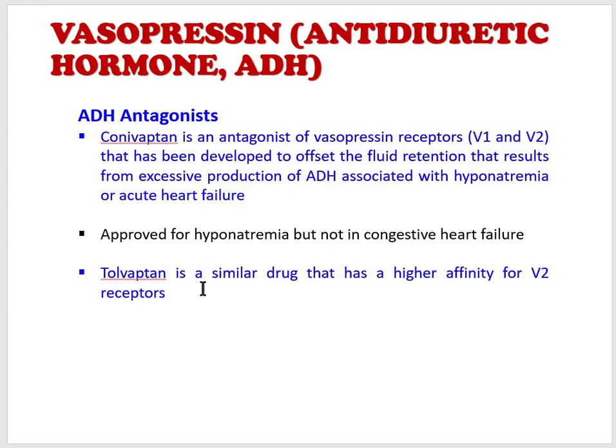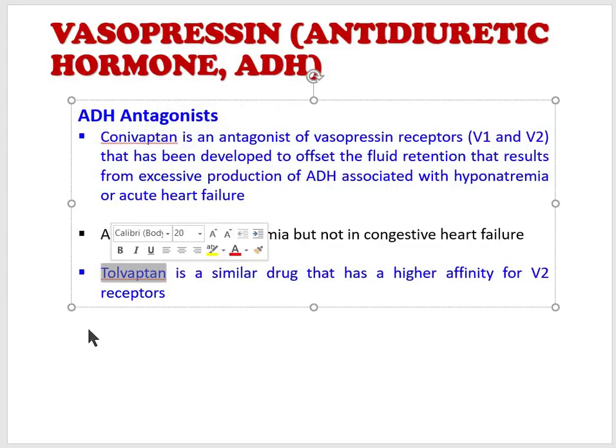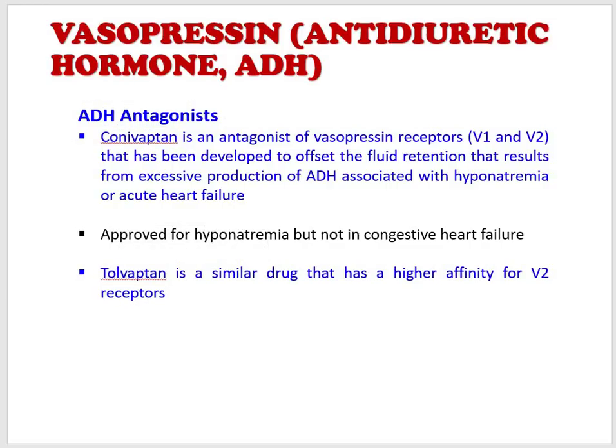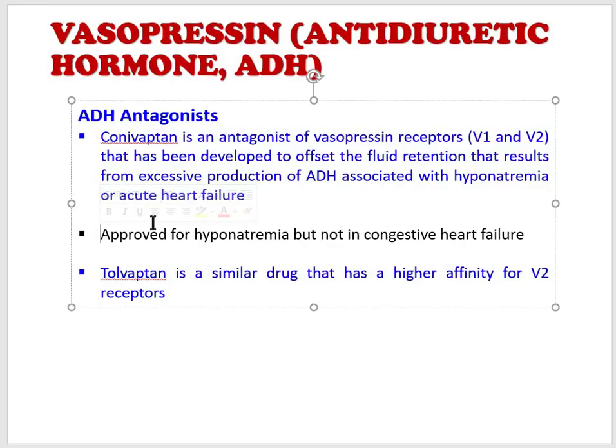Okay, and in case of ADH hyperactivity, you have these antagonists. So let's say for your question, which one of these could be used in case of excessive production of ADH? The answer is these guys. Make sure that you remember which one is approved for which condition or indication. This drug is for excessive production of ADH associated with hyponatremia or acute heart failure.